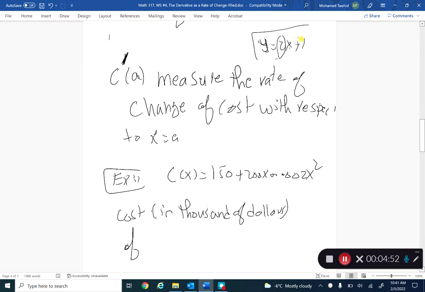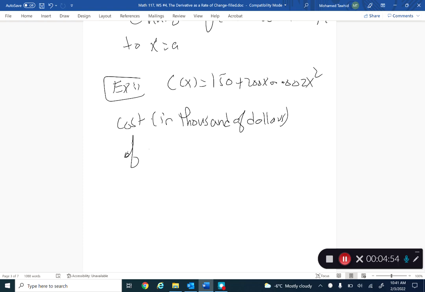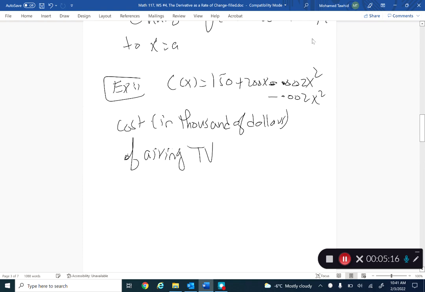Just a struggle to write here. Of airing TV here. Airing TV, all right? Sorry. Yes. Is that like 0.002? Yes, minus 0.002 x squared. So 0.002 minus 0.002 x squared. Right? It's bad handwriting here. Sorry for this. So here 0.002 x squared.